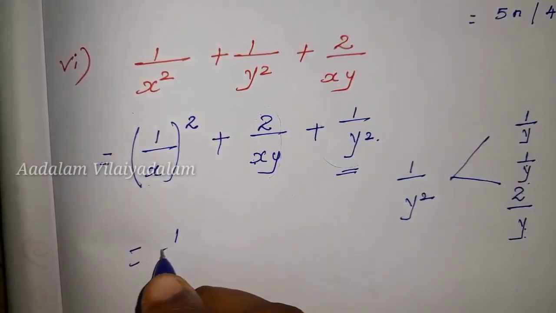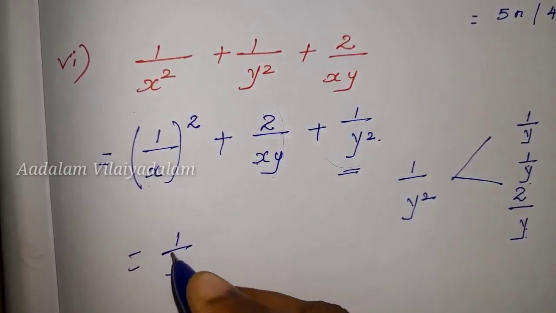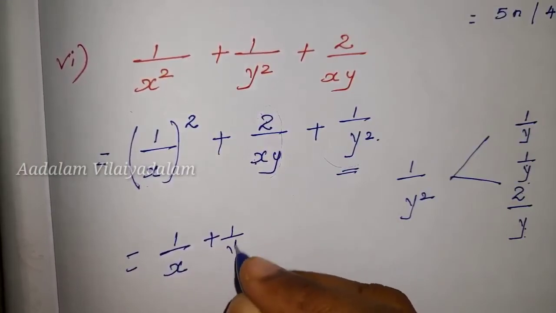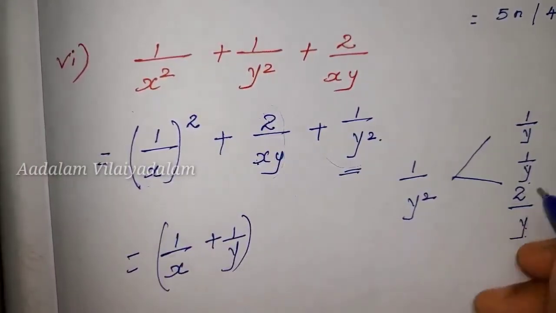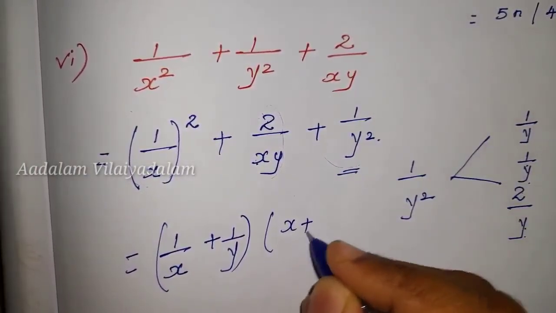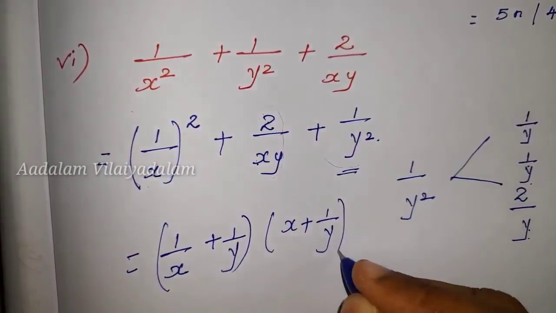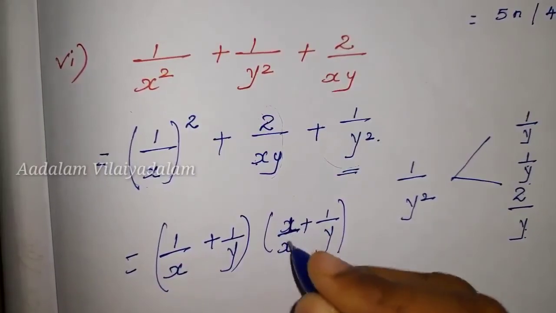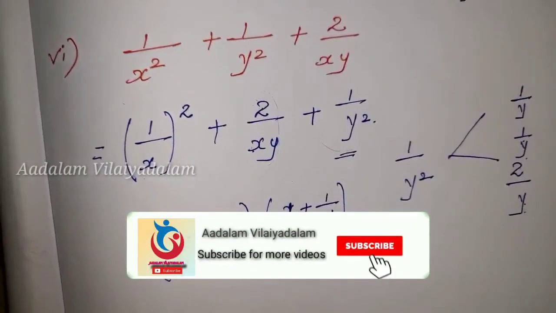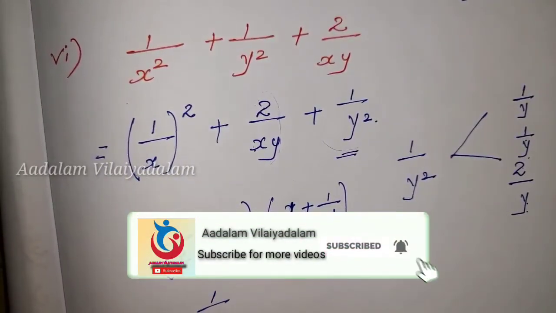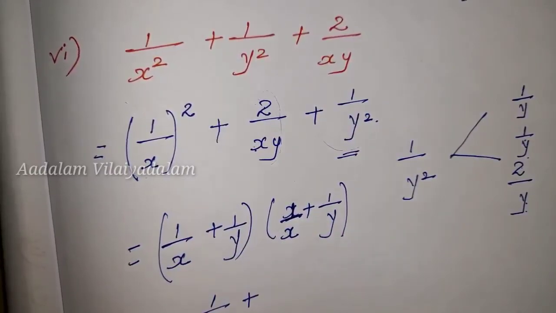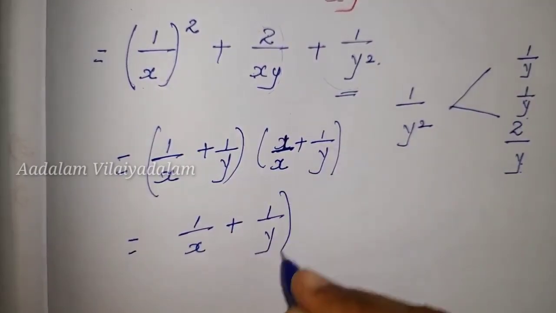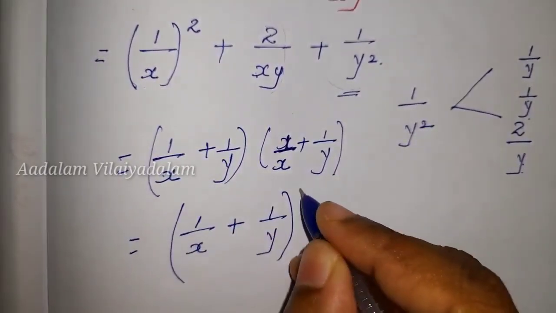So the factors are, here the variable x is 1 by x. The first factor is 1 by x plus 1 by y. The second factor is also the same, 1 by x plus 1 by y. So that is 1 by x plus 1 by y, 2 times, only the whole square.